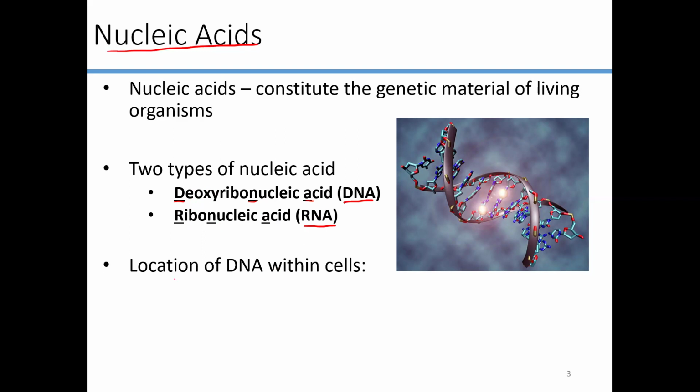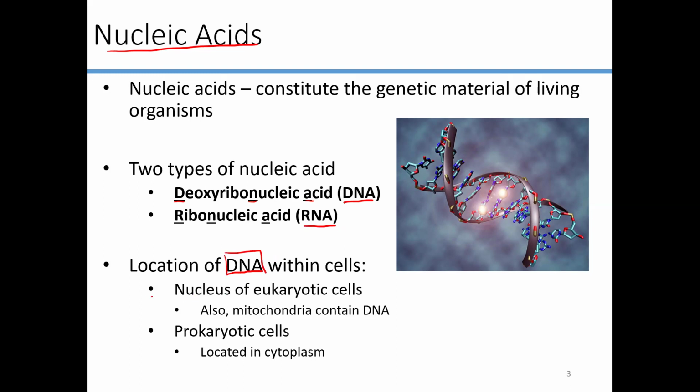So another thing we need to identify is going to be the location of DNA within cells. So remember, we have two different types. We have our prokaryotic as well as our eukaryotic cells. And remember, there are going to be some major differences between the two, and those differences are going to dictate exactly where that DNA is going to be found.